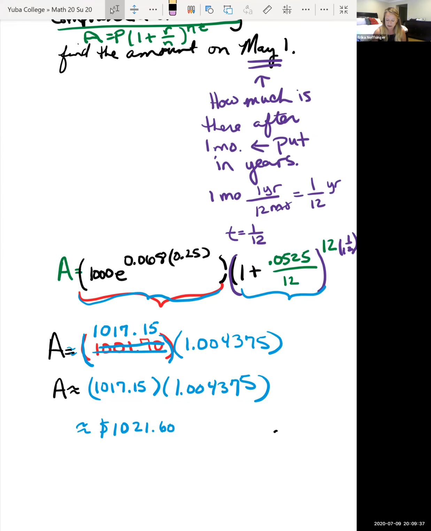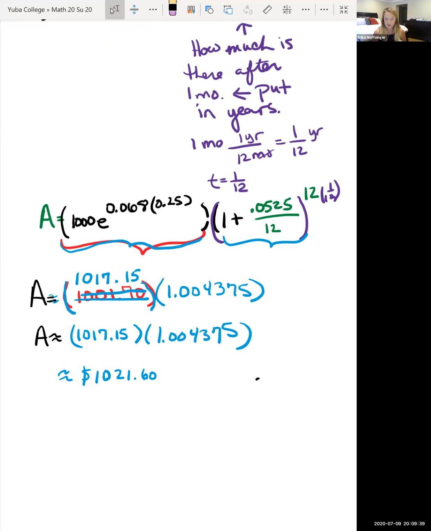And on May 1st, she should walk away with $1,021.60 after investing $1,000 to begin with in the original account. So not too much money, I guess, $21.60 in interest.